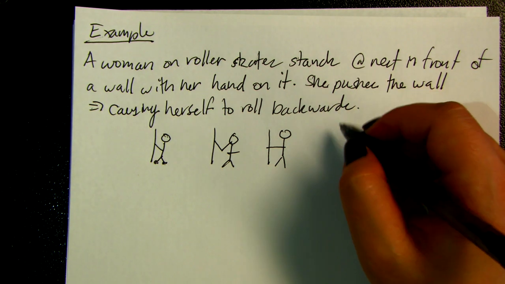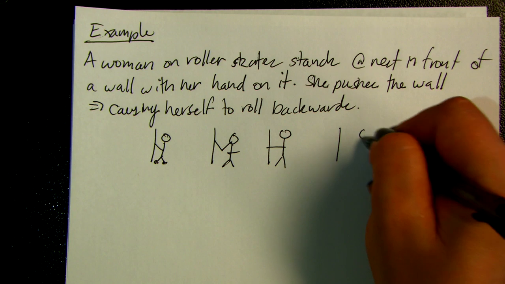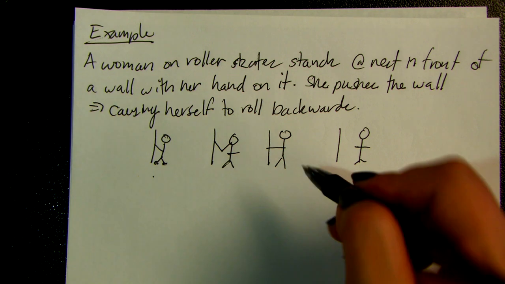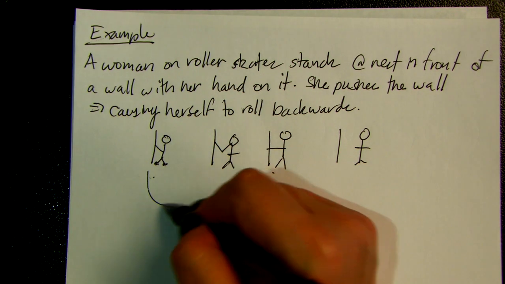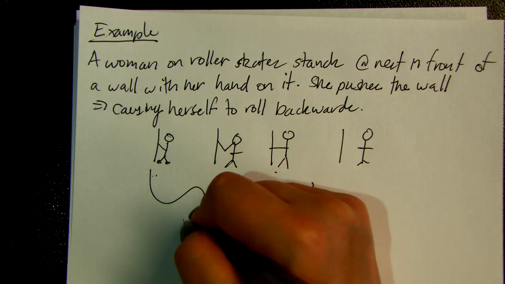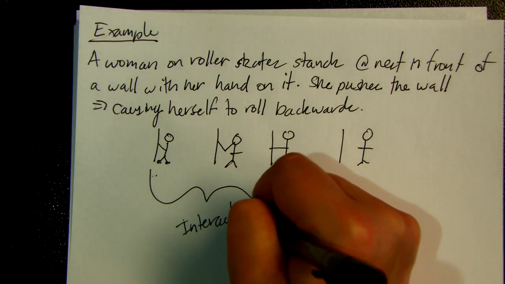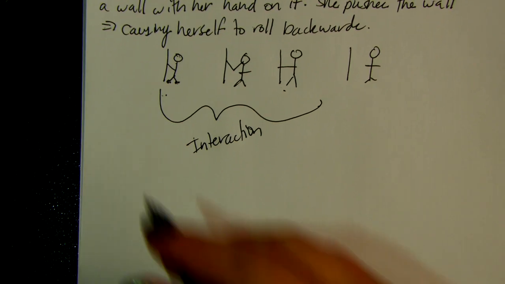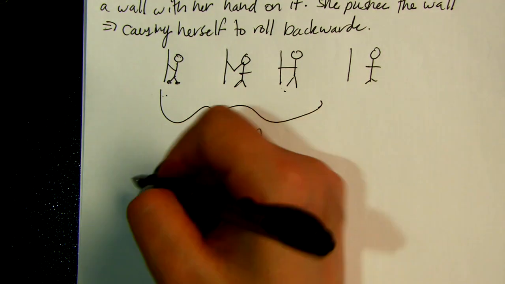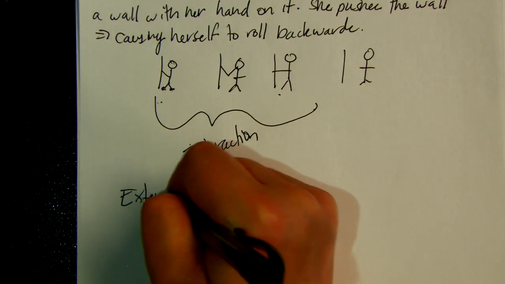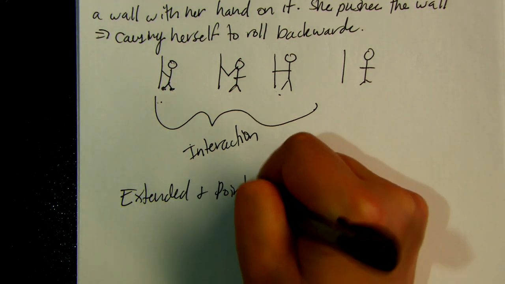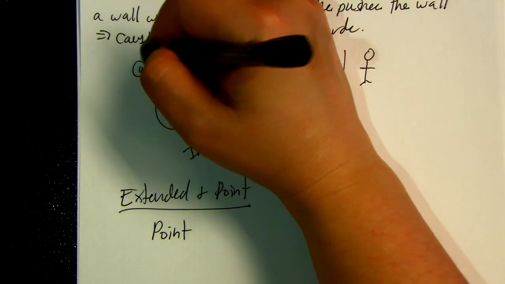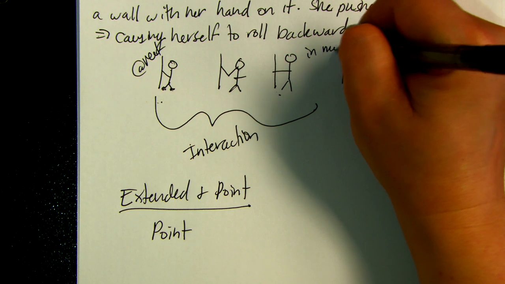Apparently she has grown a third arm, and we're not going to include this, but eventually she'll lose contact with the wall. So we are looking from next to the wall into the moment just before she leaves contact. Okay. So once again, we're going to look at the extended model and the point model for this system, starting with the point particle.